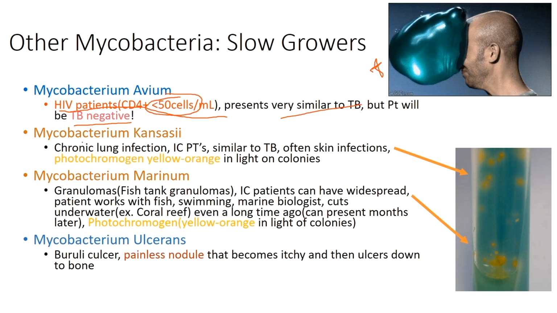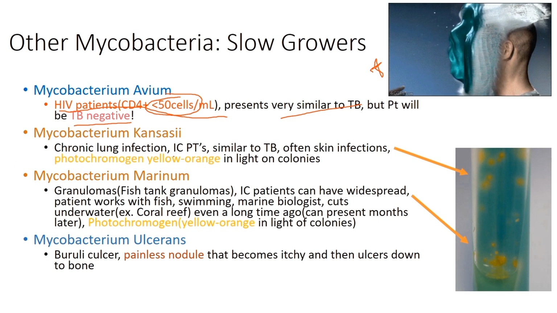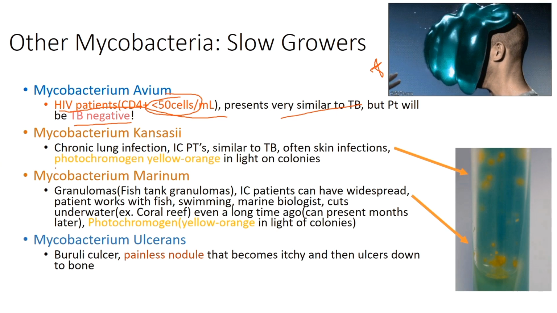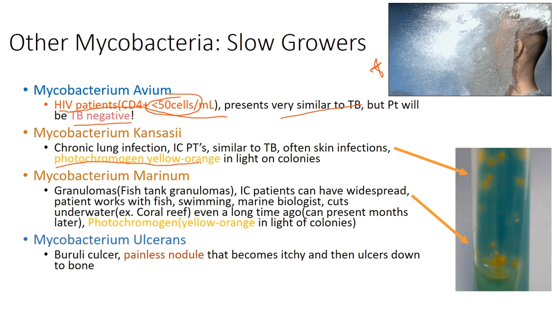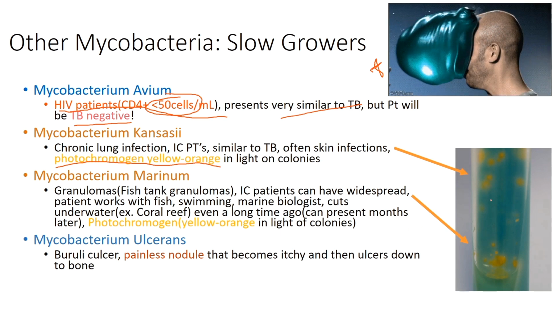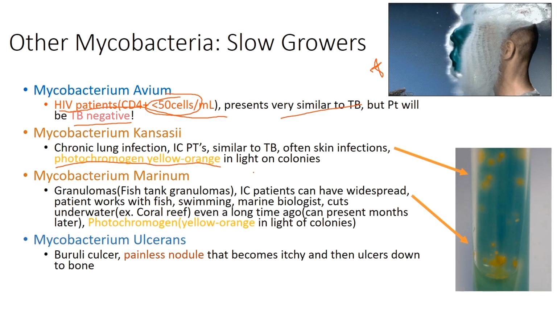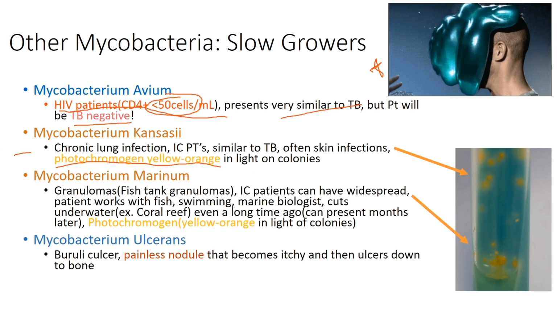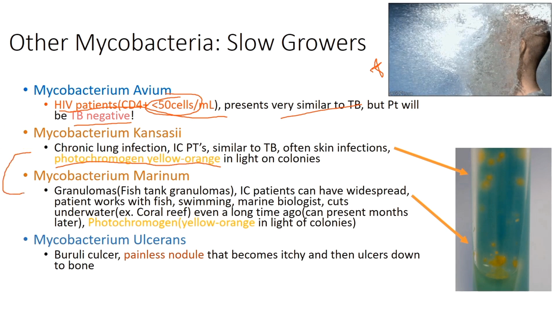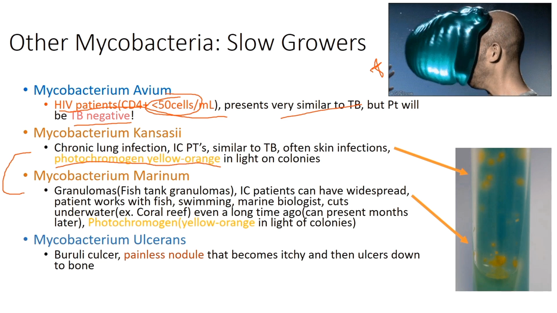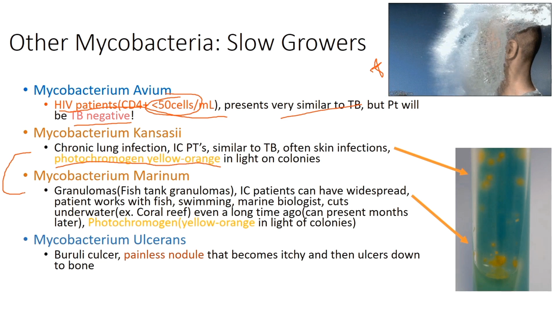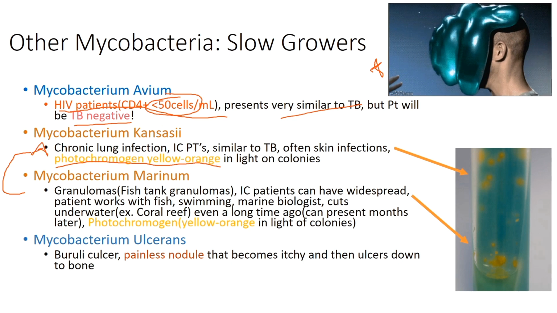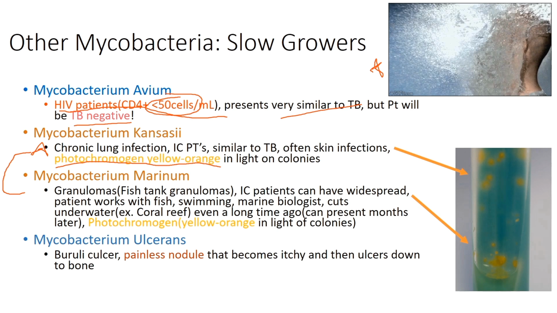Other guys, Mycobacterium kansasii. This is a chronic lung infection in immunocompromised patients, and it's similar to TB as well, but this one grows on agar with a photochromogen yellow-orange pigment, which you can see actually these guys growing here. You can't really differentiate Mycobacterium kansasii and Mycobacterium marinum if it is involving the lungs, but that is kind of the basis that says this is kansasii. If it's yellow in the lungs, then it's kansasii, just think that.